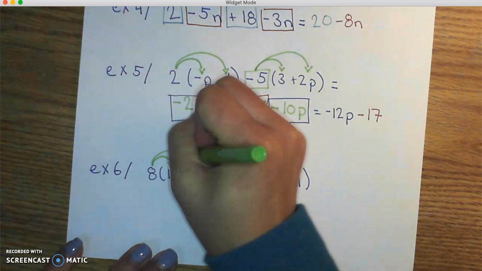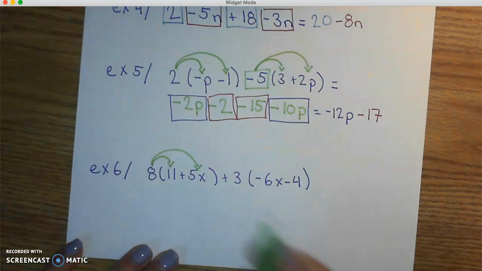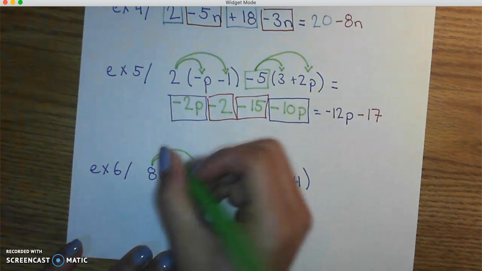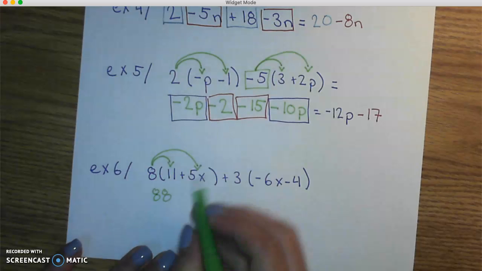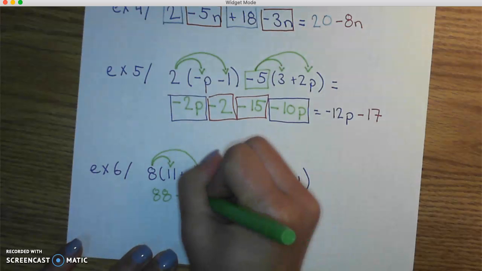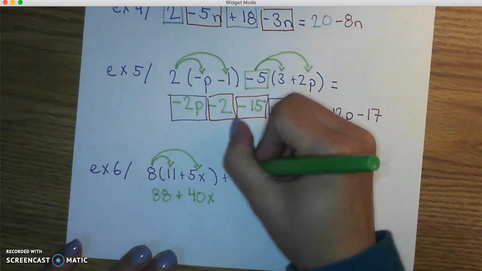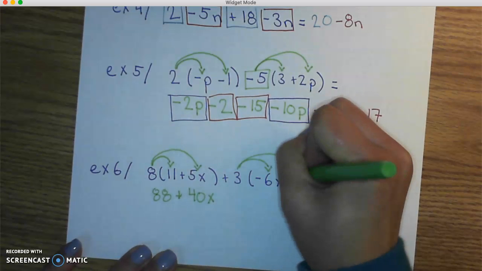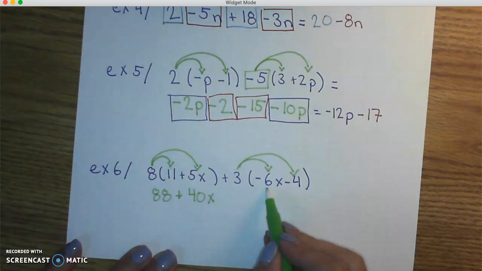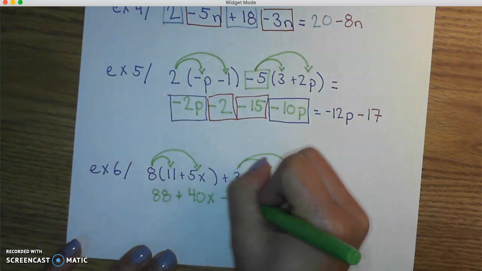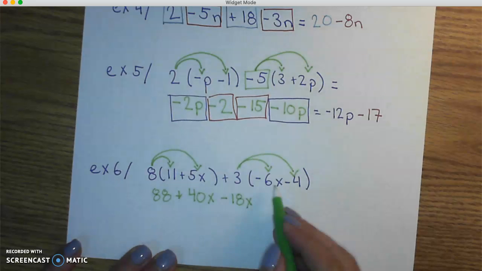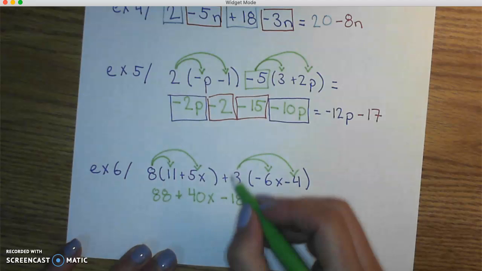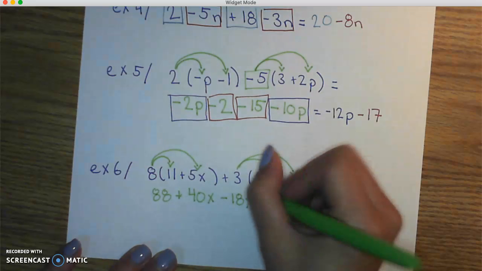So let's do it to the first part. What's 8 times 11? That's 88. Plus 8 times 5x is 40x. All right, let's do the second part. What's 3 times negative 6? Well, that's a negative 18, and then also the x. I forgot to say the x. So 3 times negative 6x is negative 18x. And then what's 3 times negative 4? Negative 12.